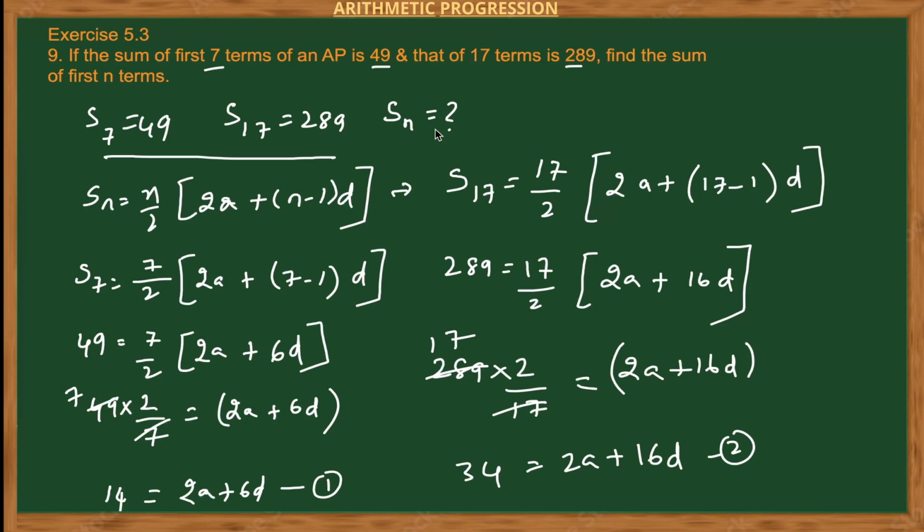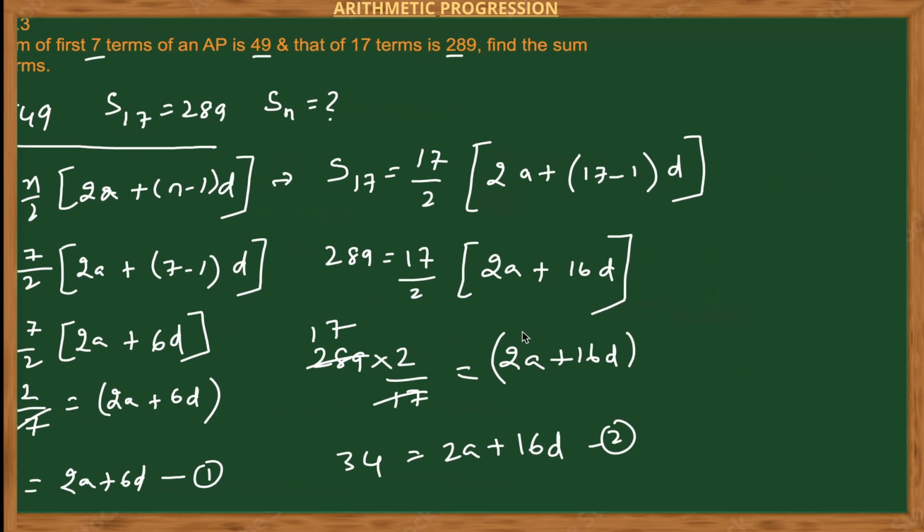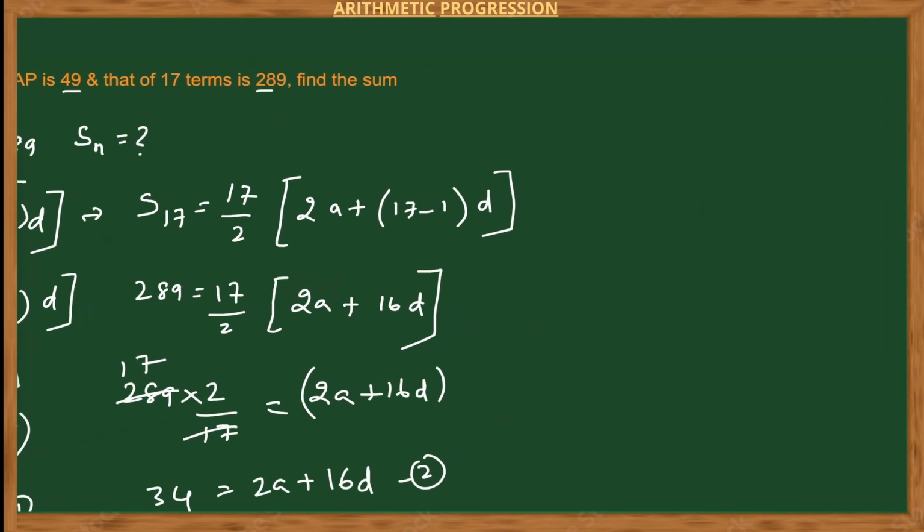Let's move to the next part of the question, the first n terms. Let's put our data here, the input data we have, and try to solve it. This should be clear enough. The formula we have is Sn is equal to n by 2 into (2a plus (n minus 1) into d).